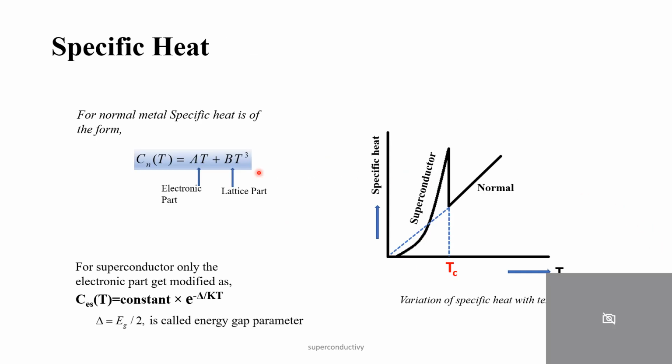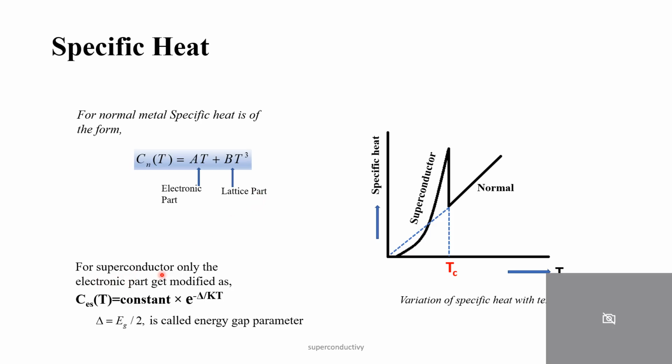Specific heat. As we know, for a normal metal, the specific heat varies as AT plus BT cubed. The first part is the electronic part and the second part is the lattice part. So in the first case, the electronic part is proportional to T, and in the second case, the specific heat varies as T to the power 3, the third power of T. That is the temperature.